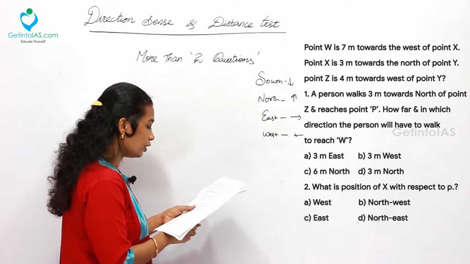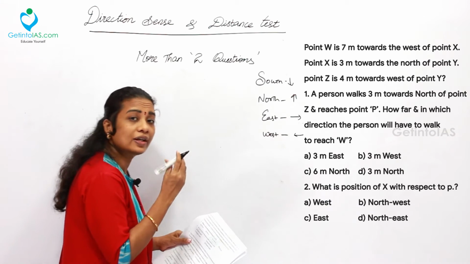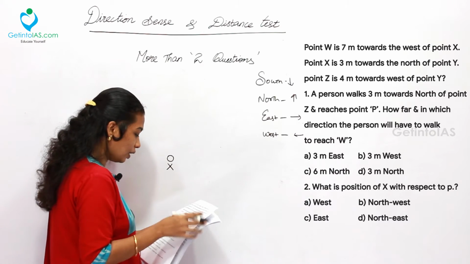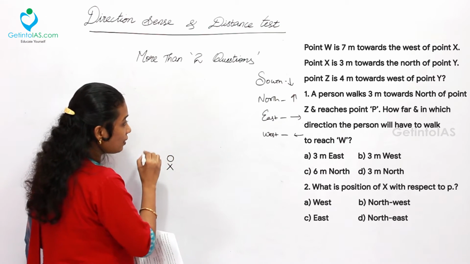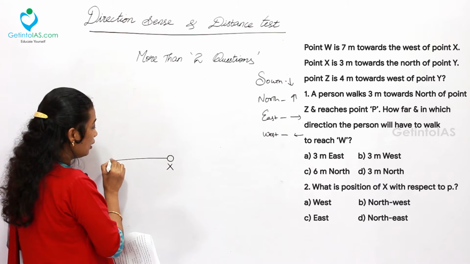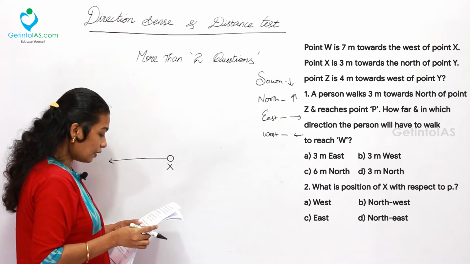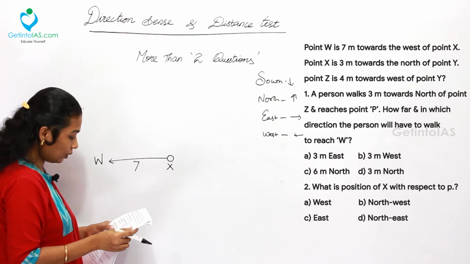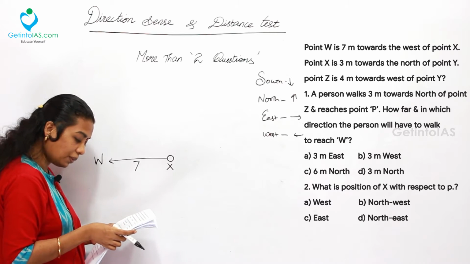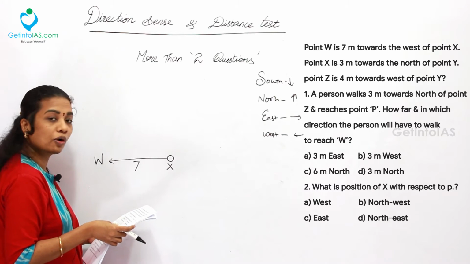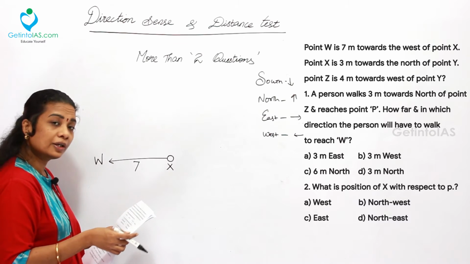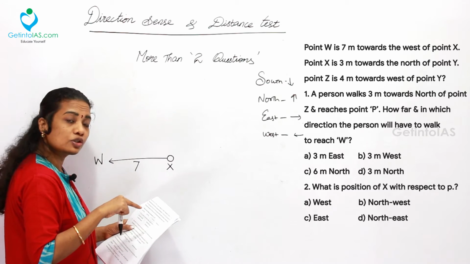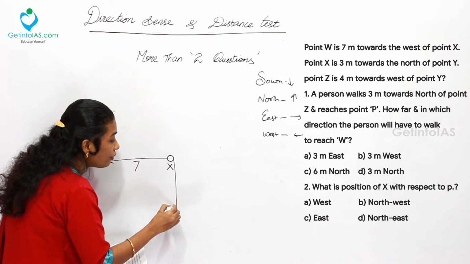Point W is 7 meter towards the west of point X. Always start with the object. Let's mark point X. This is point X. From the west of the point X. Where is the west? West is always on the left side. Here, 7 meter distance, point W is located. Okay. Then the next thing, point X is 3 meter towards the north of point Y. X is 3 meter towards the north of point Y means Y is 3 meters towards the south of X.